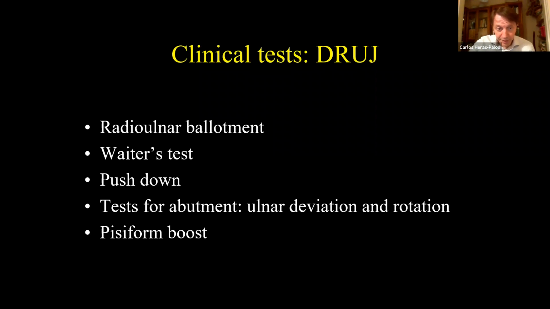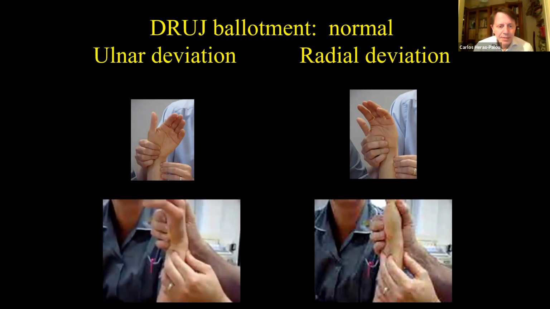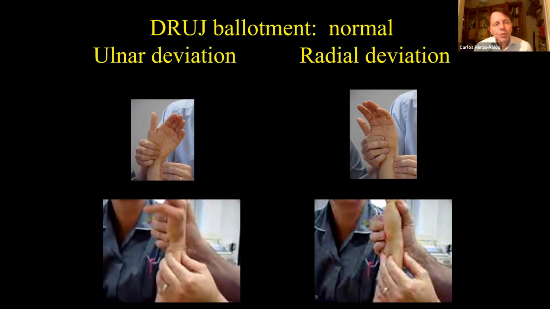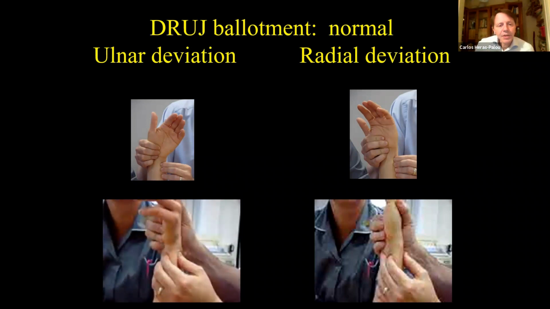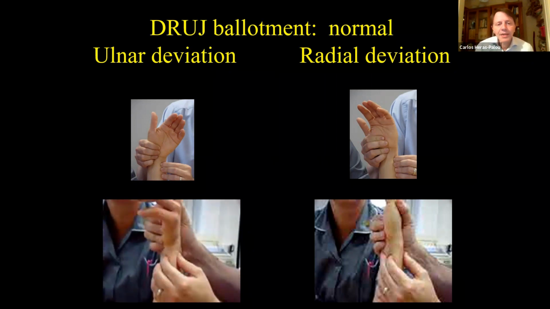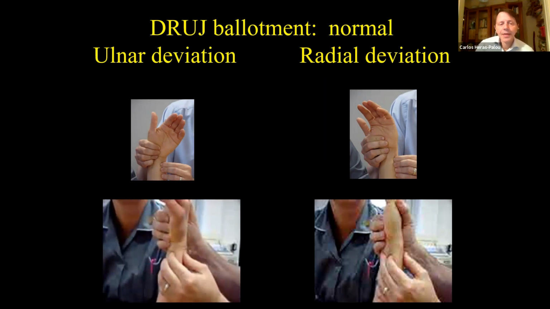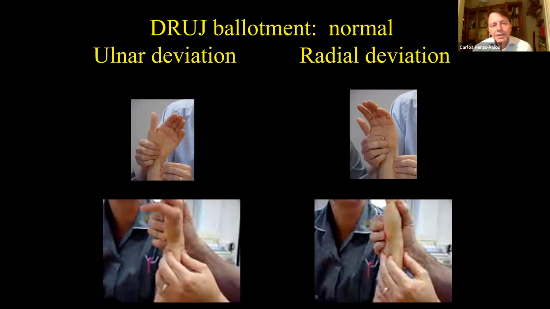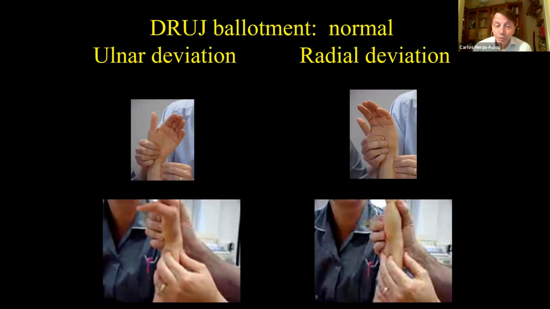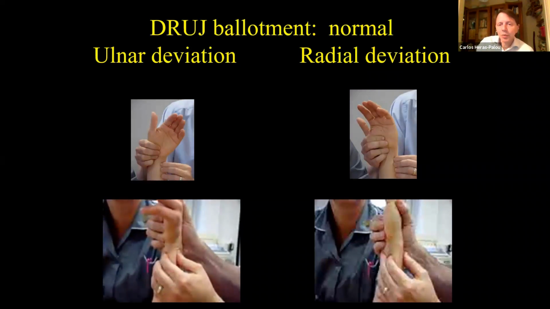But I want to concentrate now on radial ballotment. This is not a patient. This is Helen. If I grab with one hand the radius and the hand of the patient, with the forearm vertical and their muscles relaxed, with the other hand, I grab the ulna, I can move it. In ulnar deviation, the ulnocarpal ligaments that don't come from the ulna, they come from the TFCC, are more relaxed, so I'm getting a bit more movement.